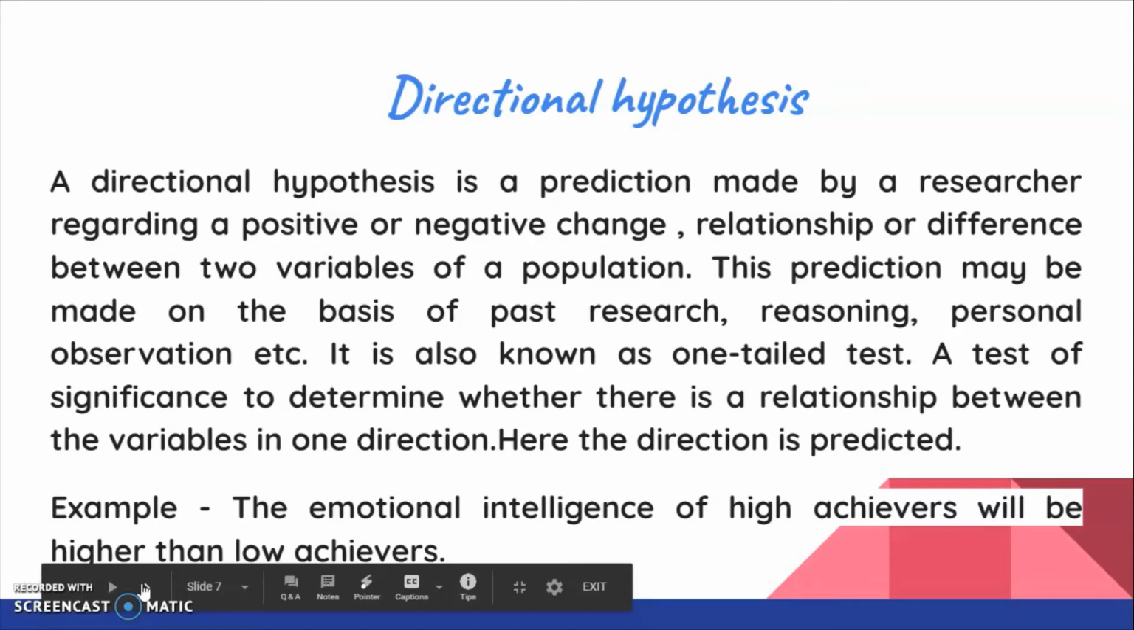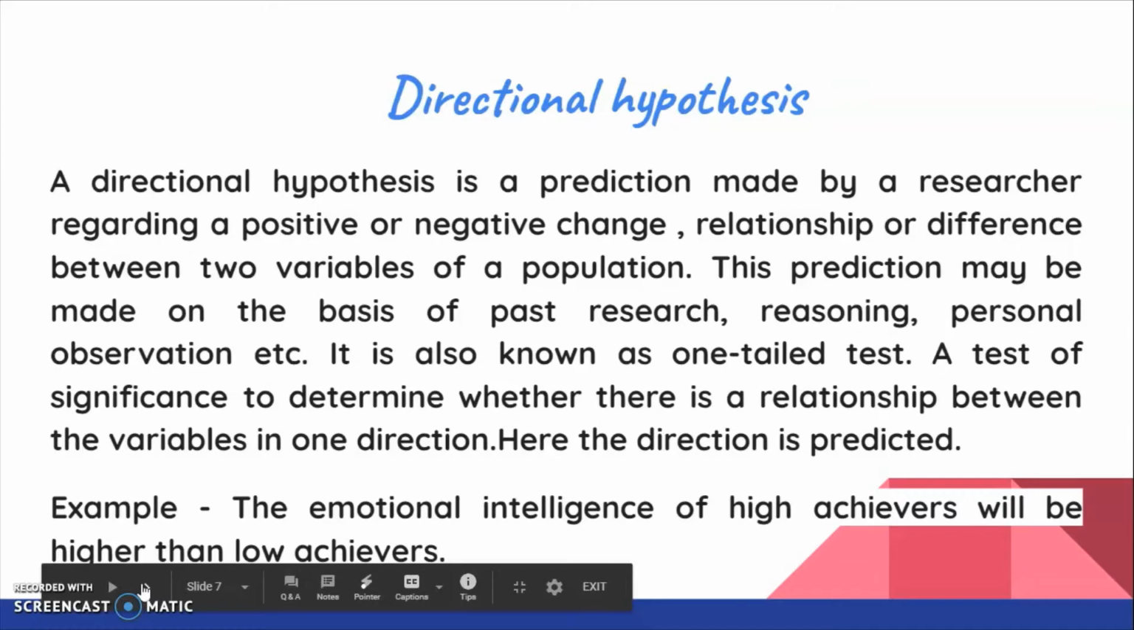We state a direction. In the null hypothesis, we don't find any direction. We say that there is no relationship, there is no significant difference at all. That's the way we do in a null hypothesis. But in a directional hypothesis, we say that there will be a significant difference between the two groups, between these things.